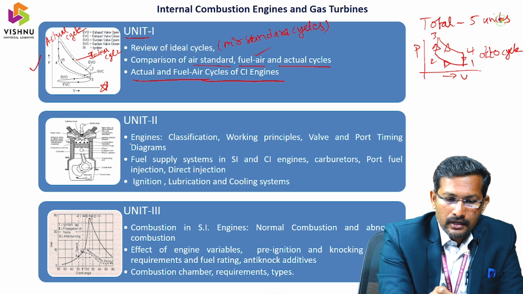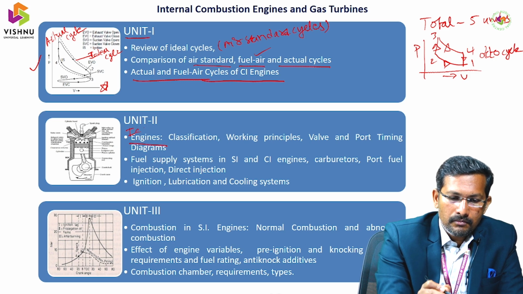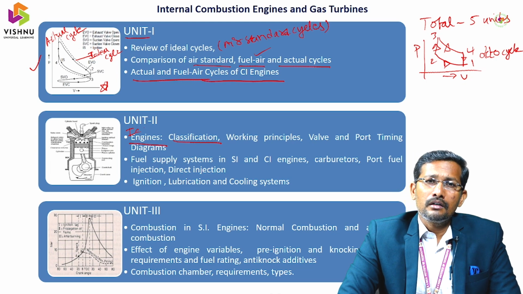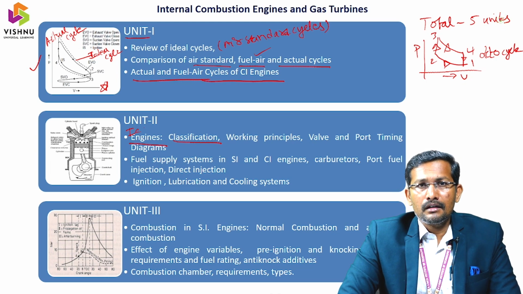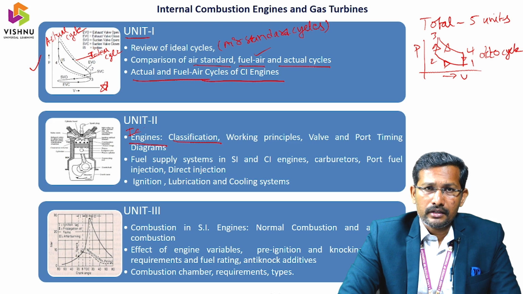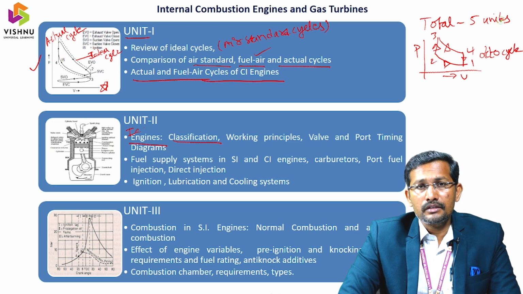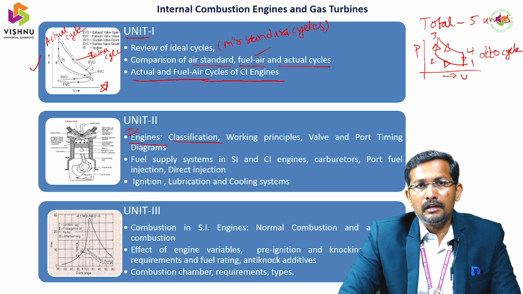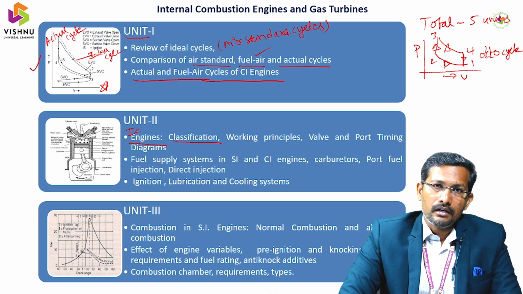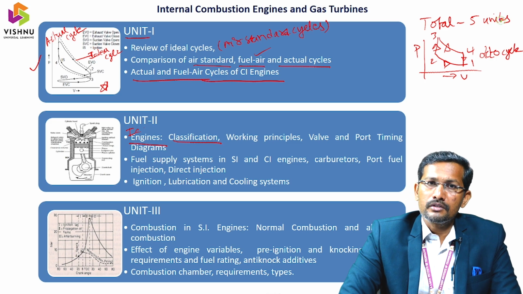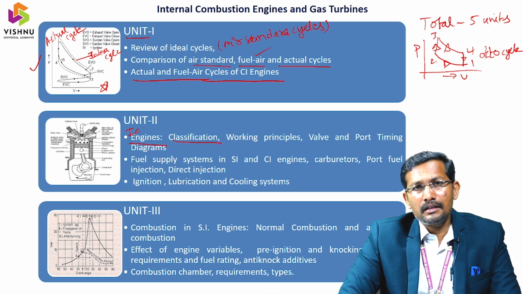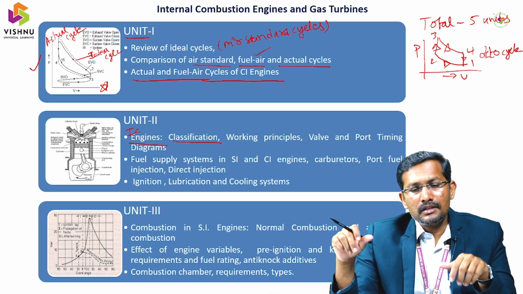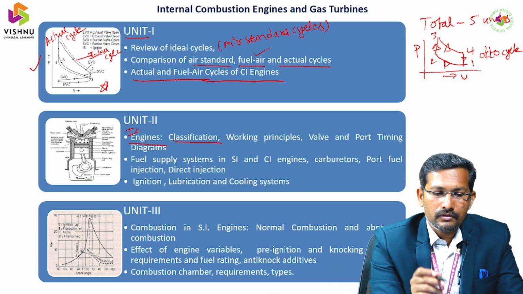So the first one is engines, meaning IC engines, internal combustion engines. Classification: IC engines can be classified broadly into petrol engines and diesel engines, also called SI engines, spark ignition engines, and CI engines, compression ignition engines. Then based on the number of cylinders, single cylinder engine and multi-cylinder engine, and based on the strokes, 2-stroke engine and 4-stroke engine, and based on the arrangement of the cylinders, like V engine, inline cylinder engine, opposed cylinder engine. Like that, there are different classifications of IC engines.